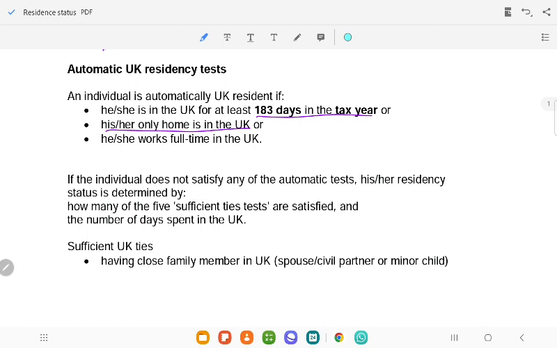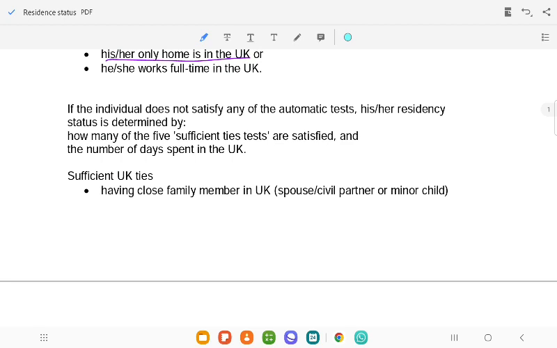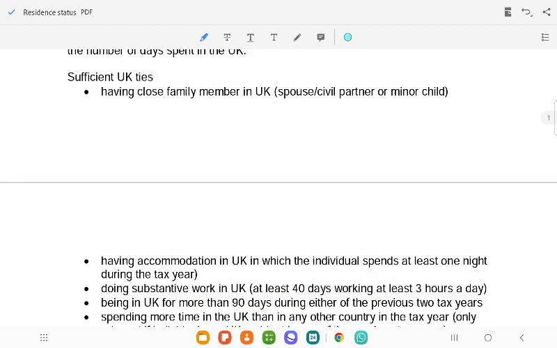However, it is possible that sometimes the individual does not satisfy any of the automatic tests. In that case, he needs the sufficient ties test in order to be considered as resident or non-resident. There are 5 sufficient UK ties. First is having a close family member in the UK. Close family member here means spouse or civil partner or minor child.